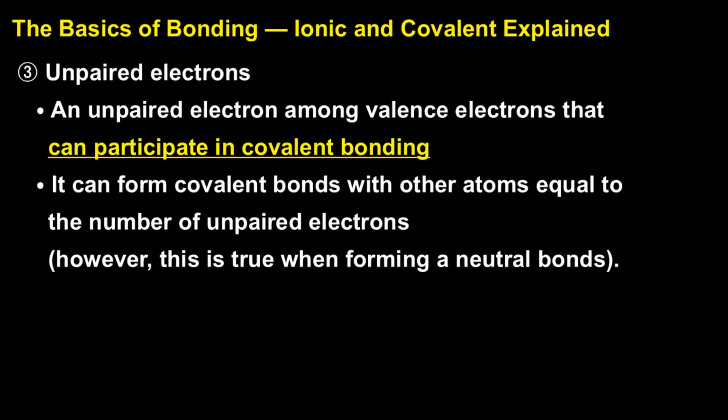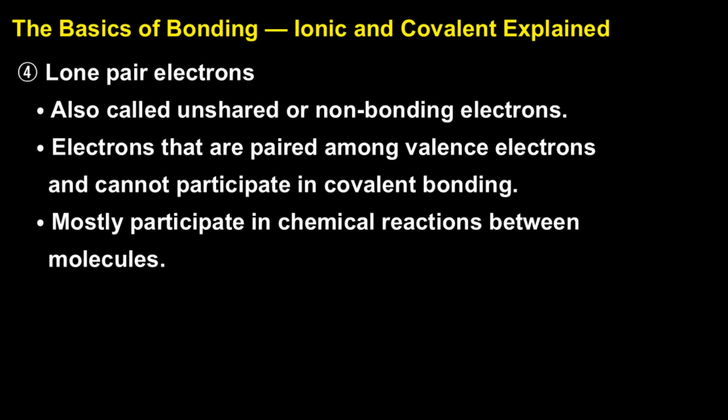Unpaired electrons are valence electrons that are free to form bonds. They're the ones that actually want to pair up, and that's what makes them available for covalent bonding. The number of unpaired electrons usually tells us how many covalent bonds an atom can form. But keep in mind, this only applies when we're talking about neutral bonding situations.